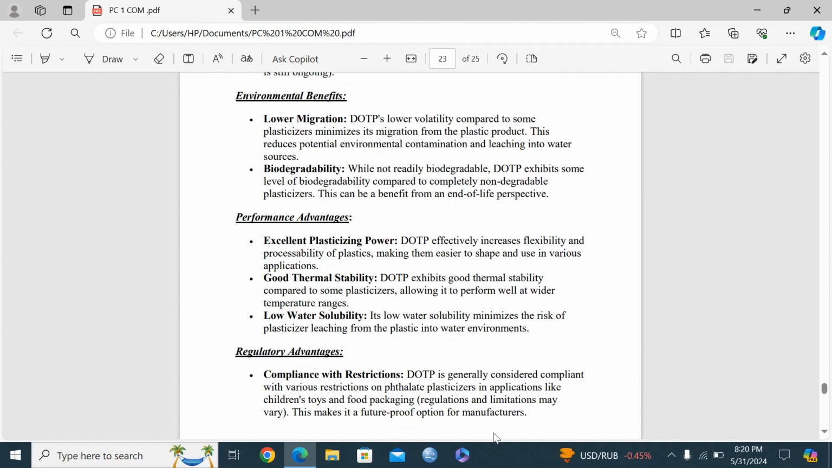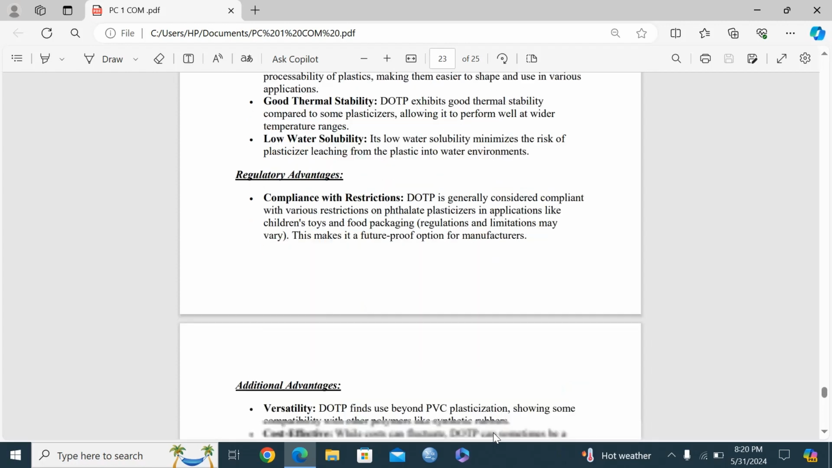DOTP's lower volatility compared to some plasticizers minimizes its migration from the plastic product. Performance advantage: excellent plasticizing power. DOTP effectively increases flexibility and processability of plastics. Good thermal stability: DOTP exhibits good thermal stability compared to some plasticizers, allowing it to perform well. Low water solubility: its low water solubility minimizes the risk of plasticizer leaching from the plastic.